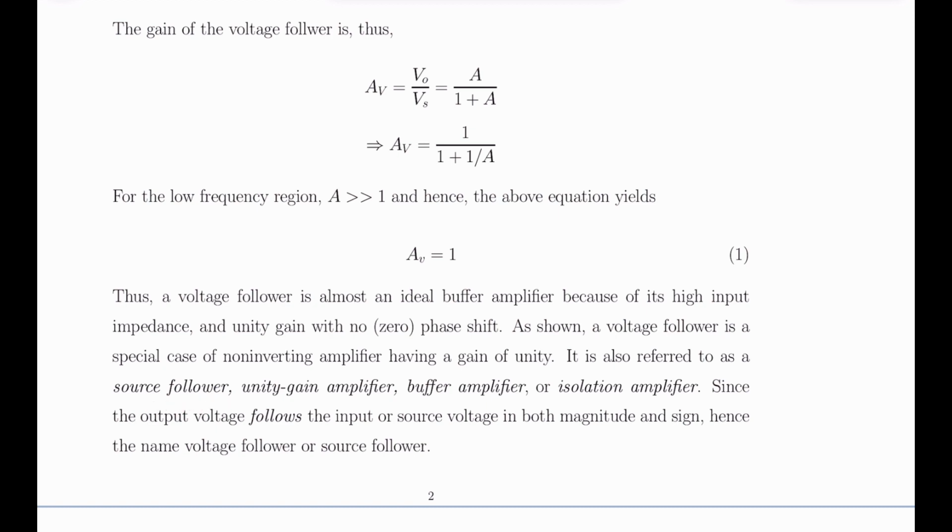This is so because the output follows the voltage of the source voltage. This is also known as unity gain amplifier.